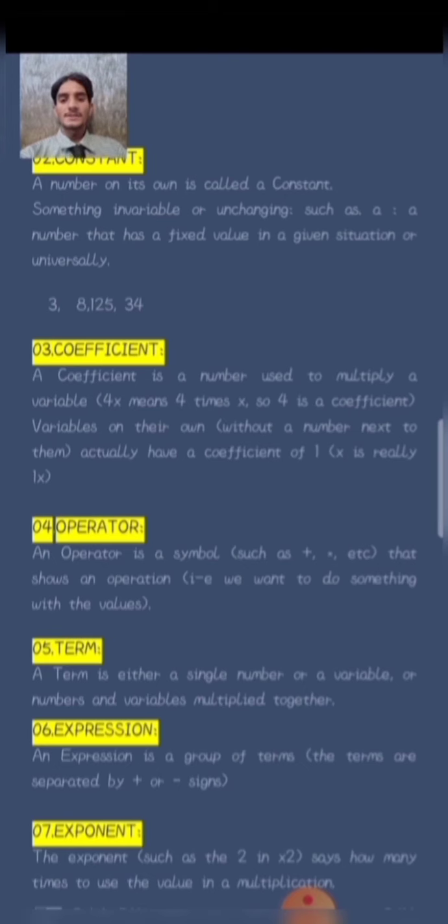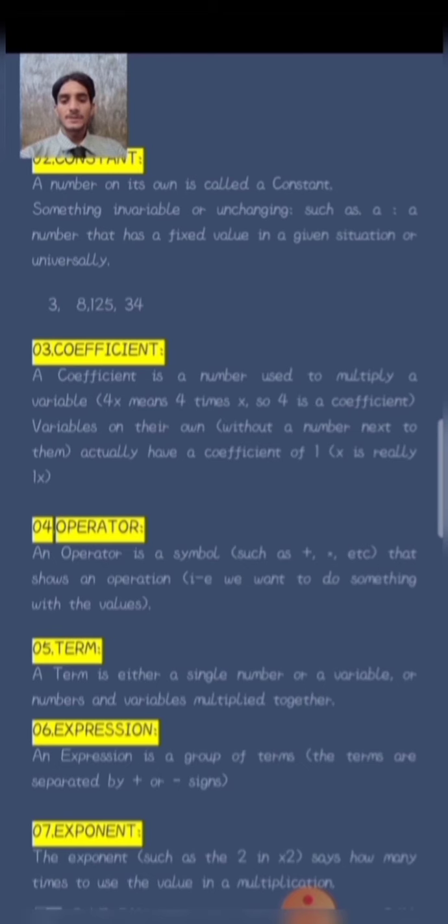Number four, operator. An operator is a symbol such as plus, multiply, etc. that shows an operation. We want to do something with the values. Number five, terms. A term is either a single number or a variable, or numbers and variables multiplied together. Number six, expression. An expression is a group of terms. The terms are separated by plus or minus signs.